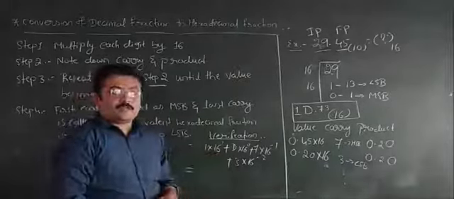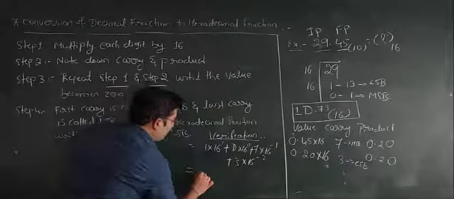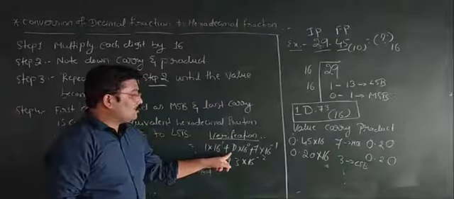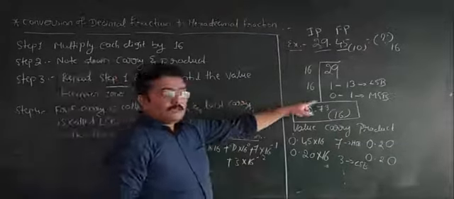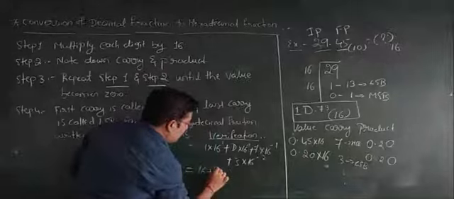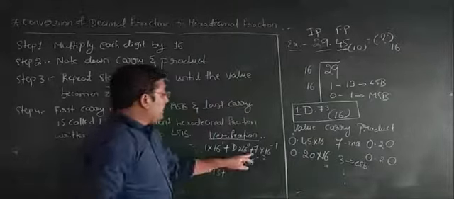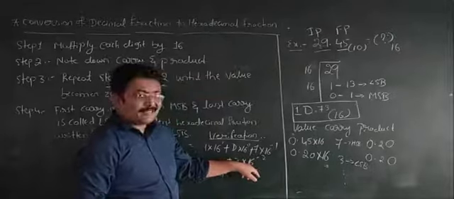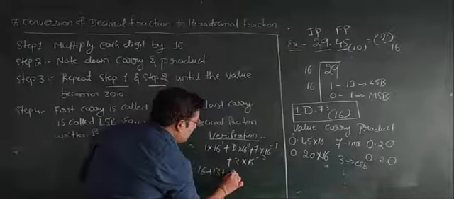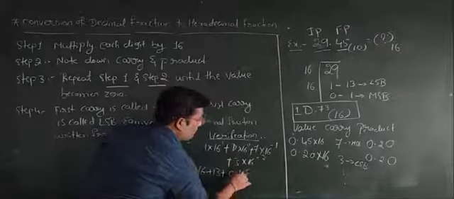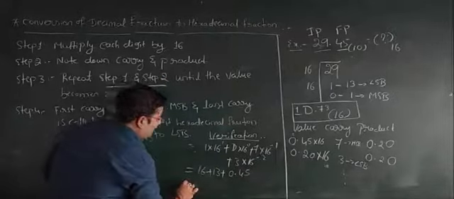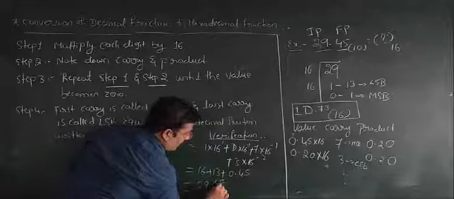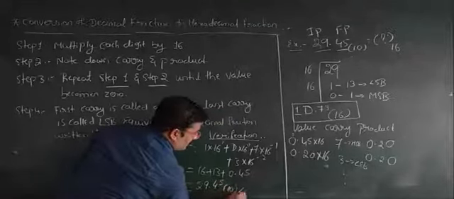So 16^1 is 16 plus 16^0 is 1. So D is 13. 13 into 1 is 13 plus 7 divided by 16 plus 3 divided by 256. When we calculate, we get the answer 0.45. So when we add all of this, we get 29.45 to the base 10.